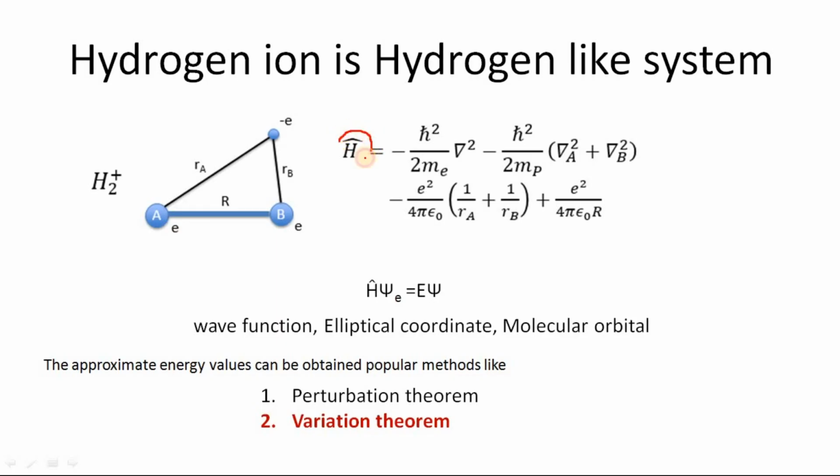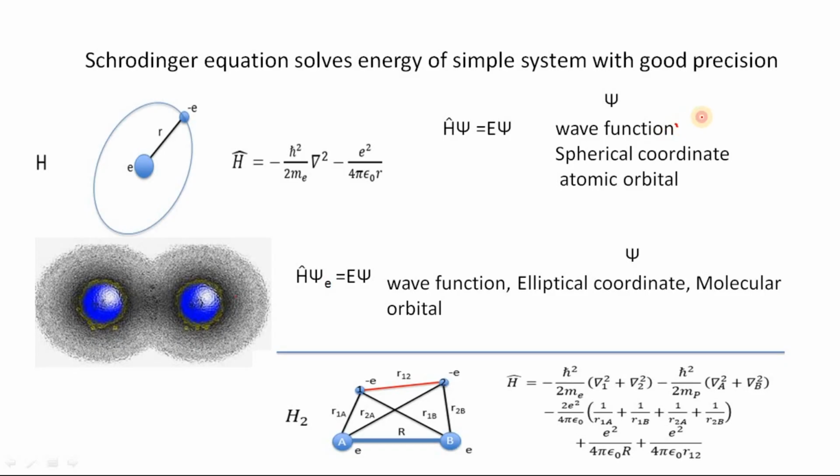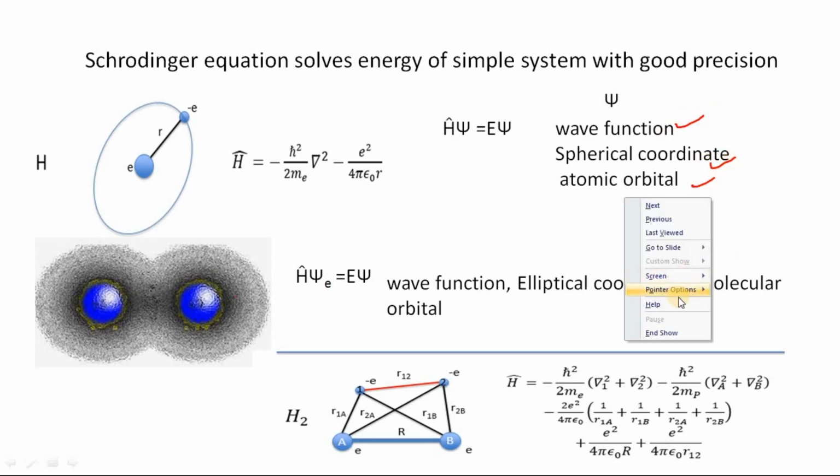So once again, how do we construct this Hamiltonian? These are the parameters, and when it acts on psi, we will be able to generate this energy, and this energy is very similar to that of the hydrogen atom. Therefore, the hydrogen atom and the hydrogen molecule ion share many common parameters, but there are certain differences. In the case of hydrogen, psi is denoted as a wave function, it is measured in spherical coordinates, and it is represented as an atomic orbital.